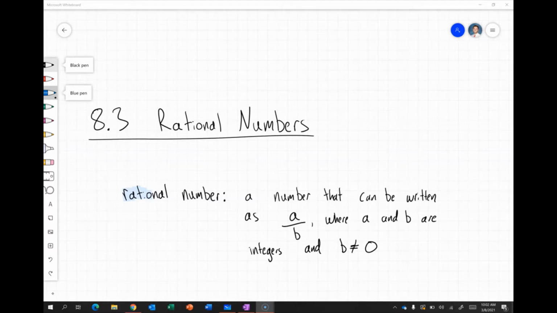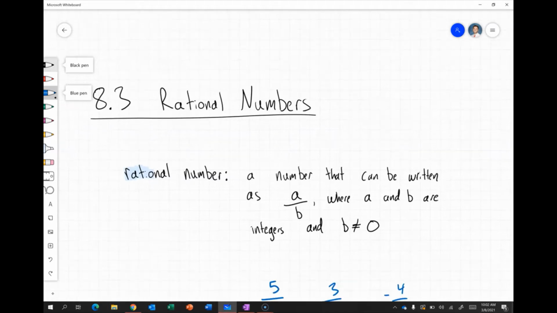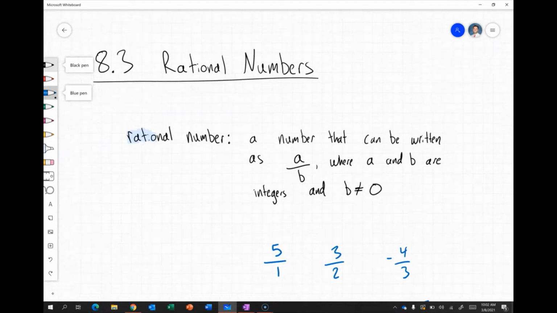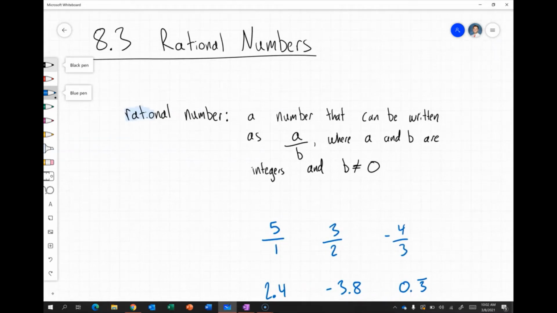Remember, integers are whole numbers that are either positive or negative. So let's look at some examples of rational numbers. The first one is 5 over 1, because we know that 5 over 1 is simply 5. In other words, all whole numbers are rational numbers because a whole number can always be written as that number over 1. So any whole number and any integer, positive or negative, is a rational number.